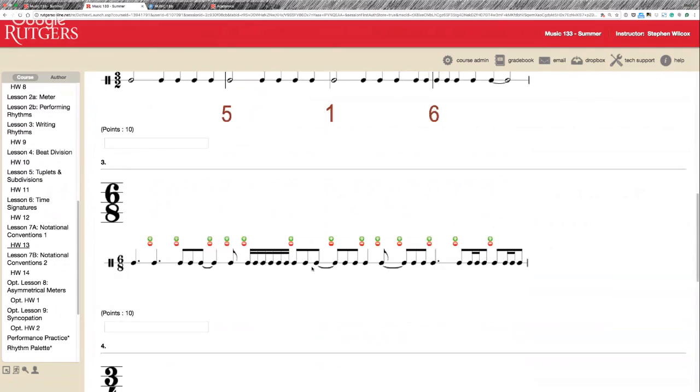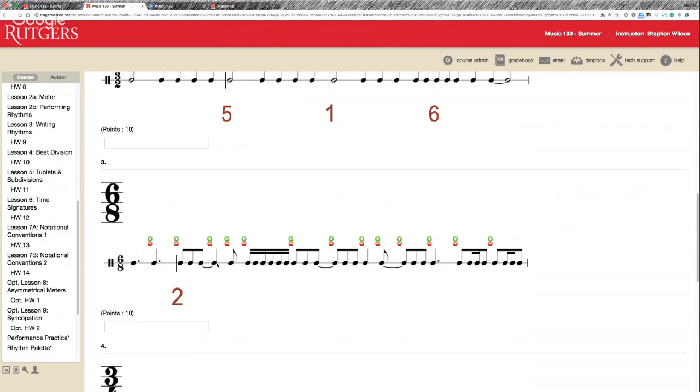Let's do a compound one. Here we have 6/8. Now in compound, 6 divided by 3 is 2, so it's going to have two beats in the bar. We're going to divide the bar in 2. But more importantly, for this homework assignment, we want 6/8 notes. So 1, 2, 3, 4, 5, 6. Each one of these dotted quarters is 3/8.